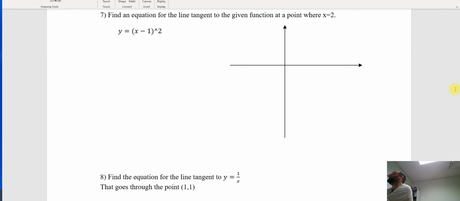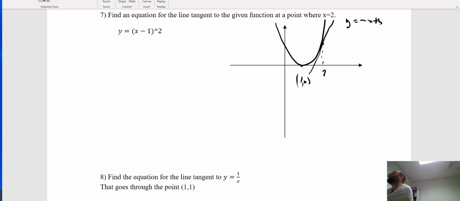Tangent lines. Okay, there's going to be a lot of this on your test. This is the most important fundamental on this test. So start with a sketch. Hopefully you recognize this as quadratic. It goes through the point 1, 0. Okay, x equals 2 we're going to put right here. Our tangent line looks something like this. And again, y equals mx plus b. All linear functions can be written in that form.